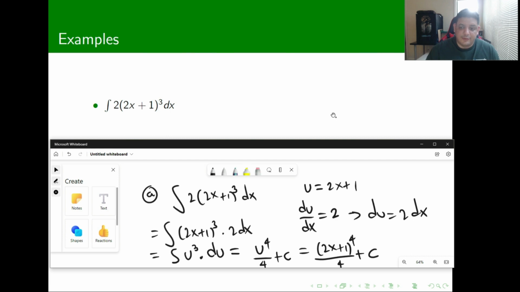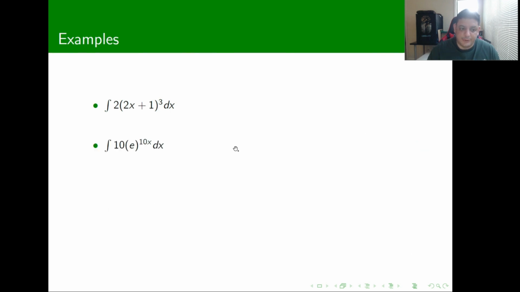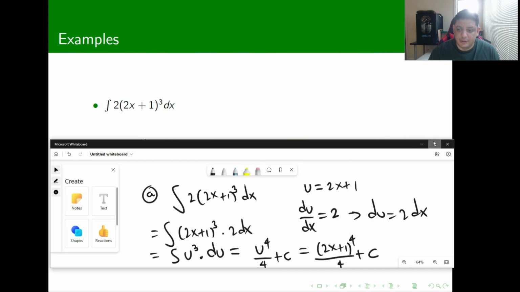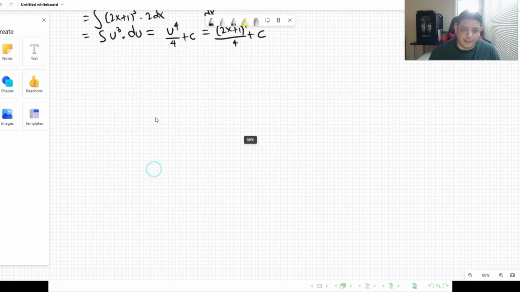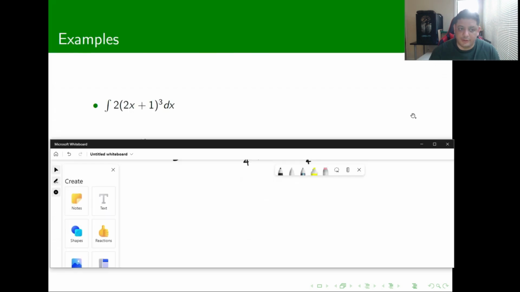So now let's take a look at another example. Let's go for 10 e^(10x). So we know a lot about how the exponential function works.